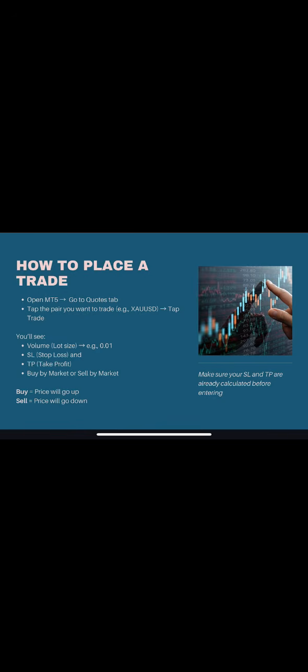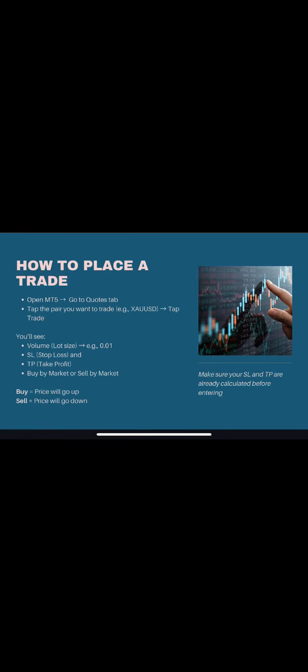How to place a trade. Open MetaTrader 5, go to quotes, tap on the pair you want to trade, tap the trade. You will see volume, which is your lot size. You see SL, which is your stop loss. You see take profit, which is your TP. You see buy by market or sell by market. You see buy. Buy means the price will go up.